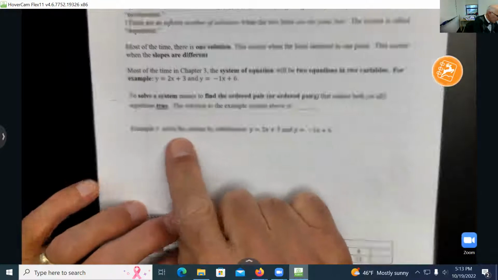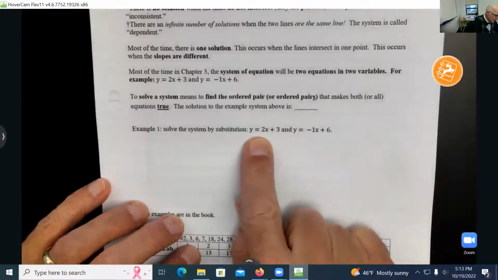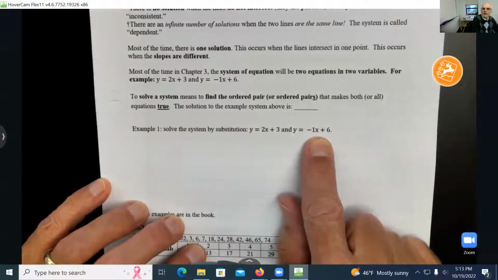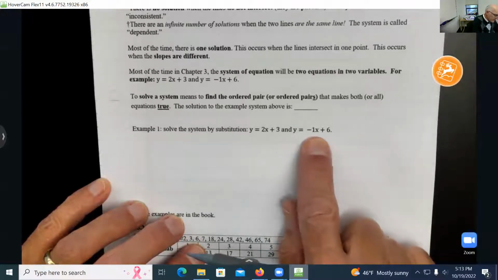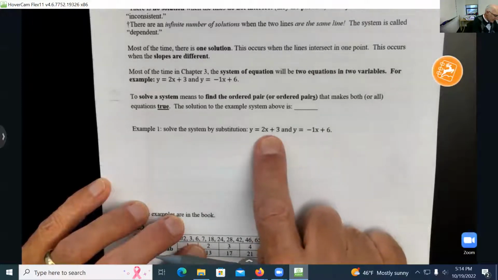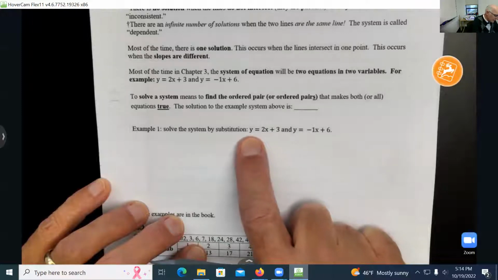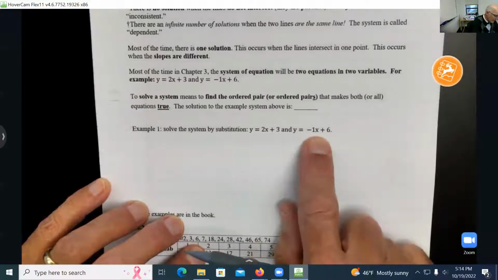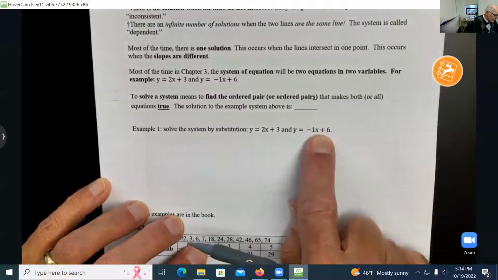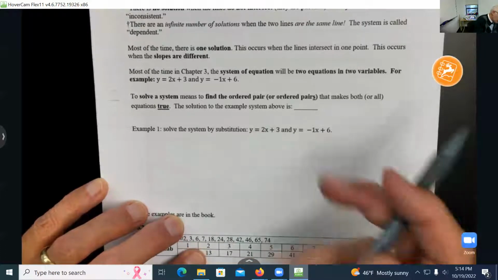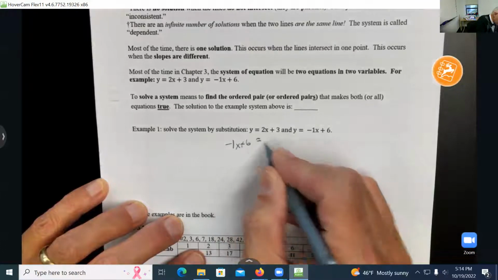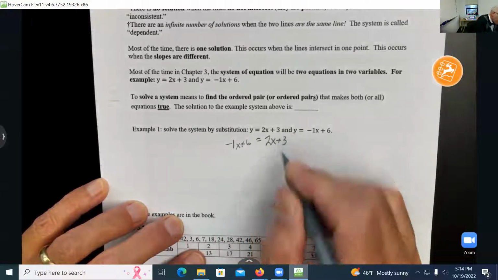Here's example 1. Solve the system by substitution. y equals 2x plus 3 and y equals negative 1x plus 6. y is equal to this package, y is equal to this package. So I think what I'm going to do is substitute into the first equation. You can substitute into either one, you'll get the same thing. I'm going to take this package and put it in for y in the first equation. That will give me negative 1x plus 6 equals 2x plus 3.